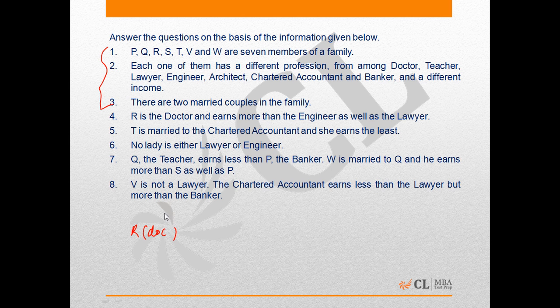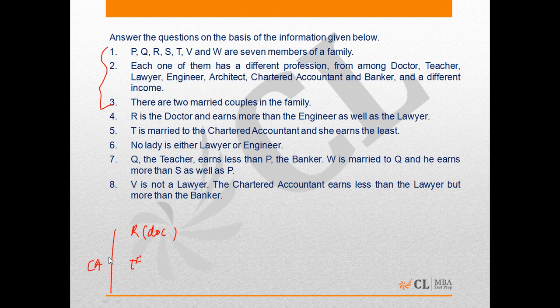In statement fifth, it is given that T is married to the chartered accountant and C earns the least, which means T is a female member and C earns the least. C is married to the chartered accountant, which means C is not the chartered accountant. T is also not the chartered accountant. This can also be noted here.